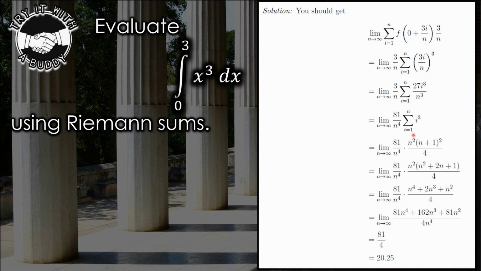This was our rule for the i cubed, which you'll need to expand a little bit and pull things out there. It actually cleans up pretty nice, all things considered. And when you take the limit as n goes to infinity, you get 81 over 4, which is 20.25. That is the exact area under the curve.